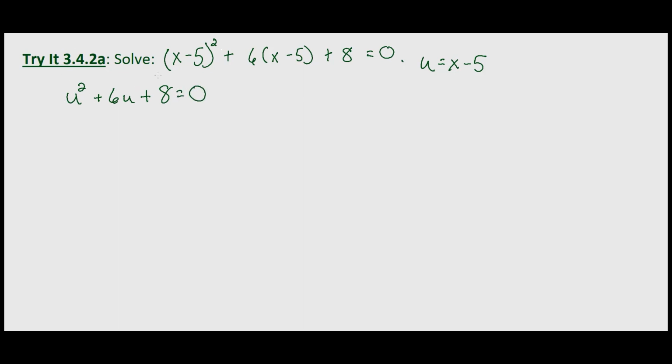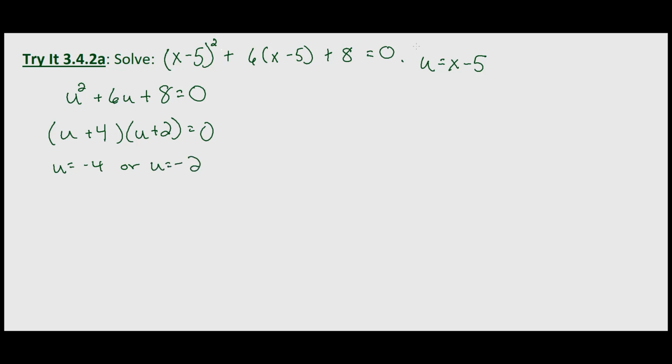This we should recognize will factor. 4 times 2 equals 8. 4 plus 2 equals 6, that middle coefficient. So we know that this will factor to u plus 4 times u plus 2. So u plus 4 times u plus 2 equals 0. Which then gives us u equals negative 4 or u equals negative 2.